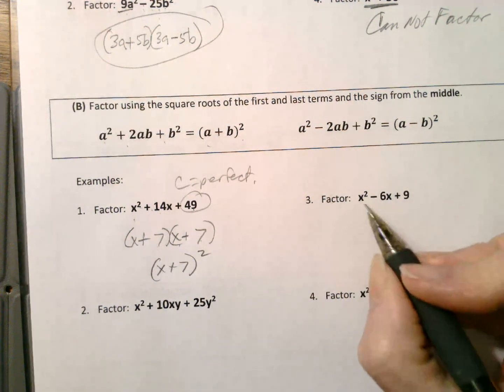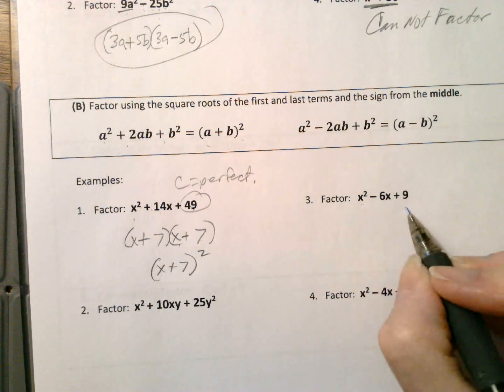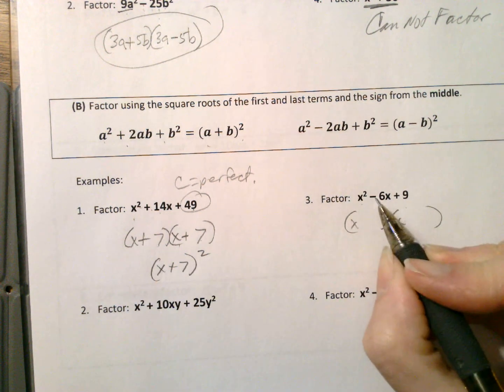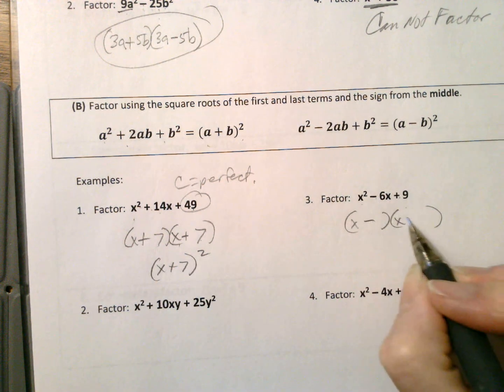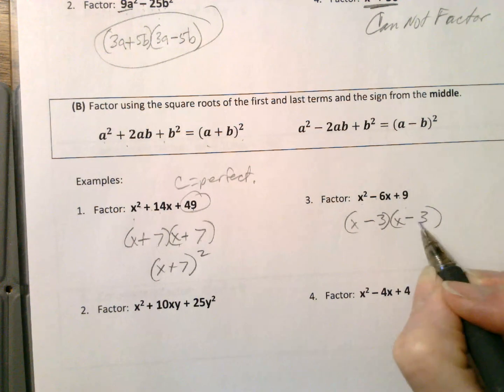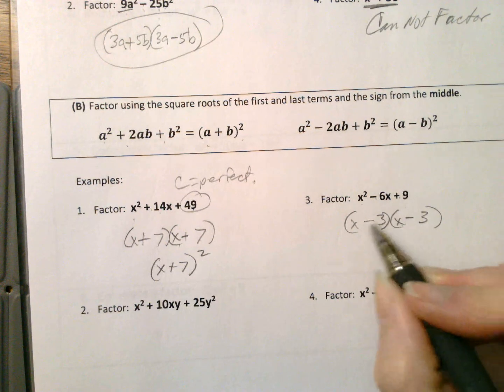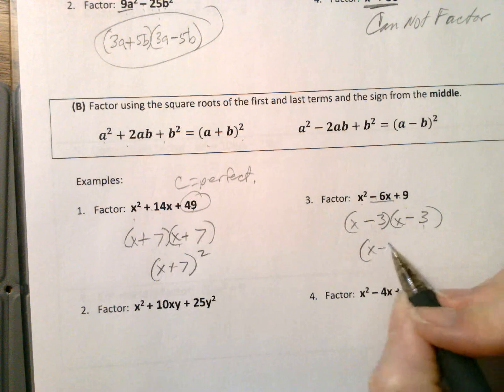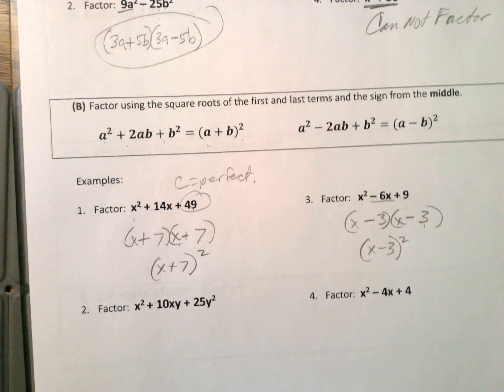Okay? Here's a trinomial. X, X. An X first and then the signs are a minus and a minus. 9 is a perfect square, so square rooted is a 3 and a 3. Negative 3x plus a negative 3x will give you the negative 6x. So you will see this like that.